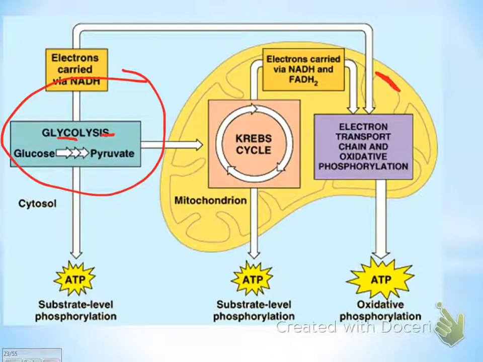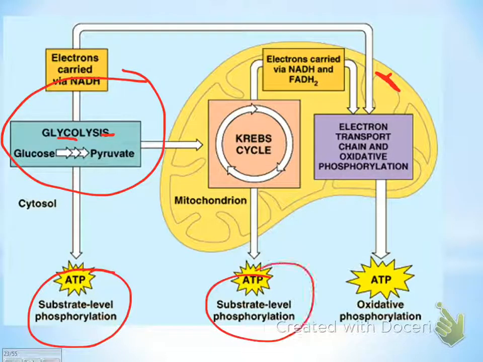And it pumps the hydrogen into that little space. The hydrogens go down through ATP synthase, or Big Mama. ATP synthase turns, and that makes 32 ATP. Okay, remember these two are substrate level phosphorylation because you're breaking a substrate. The last one is oxidative phosphorylation because you're using oxygen.